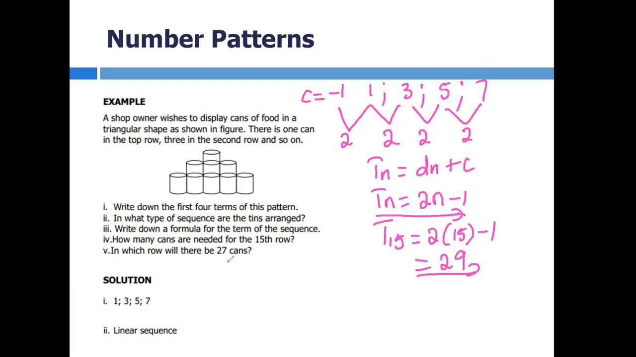In which row would there be 27 cans? What are we looking for now? Right, now we need n. Thank you, Emma. Thank you, Timbo. So wherever Tn is, we replace it with 27: 27 = 2n - 1. You need to solve this. That will give you 28 = 2n, divided by 2, meaning n is equal to 14. So T14 is 27. That's what it means.